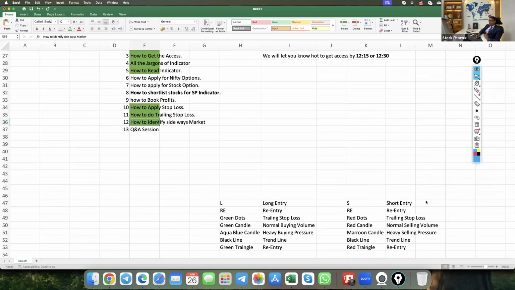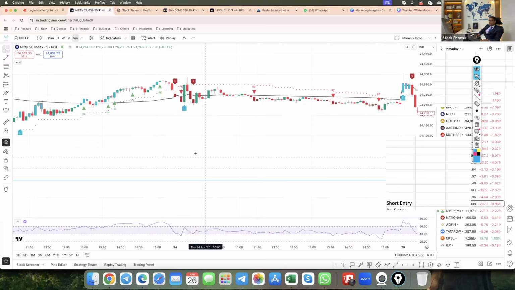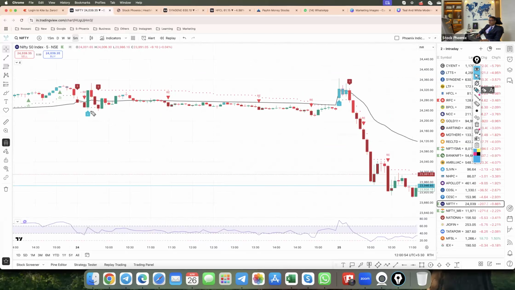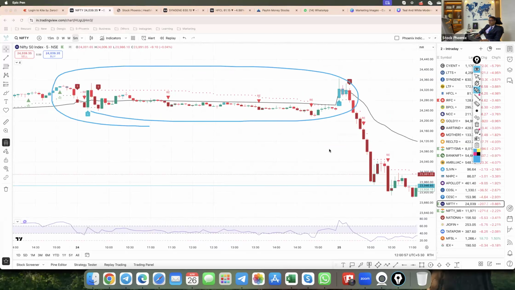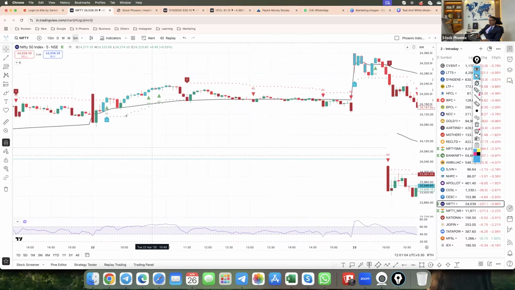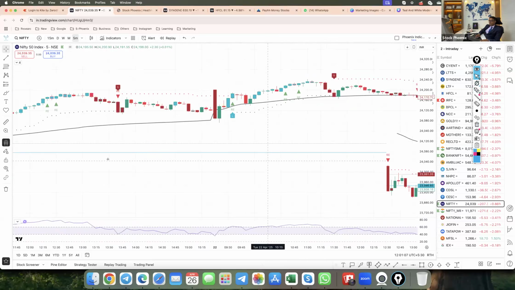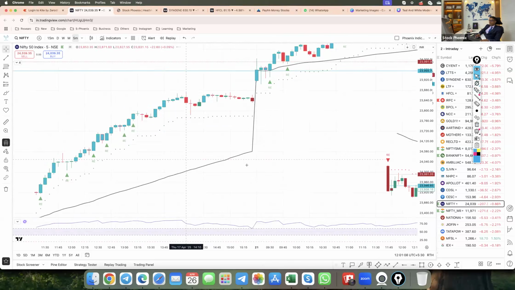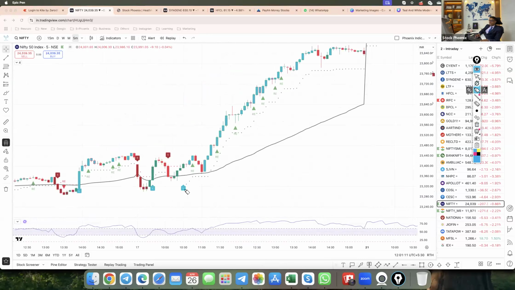Let's come back. Now, how to find a sideways market? Most of the time, the market will be sideways like this, where signals will keep on coming in, premium will keep on going down, and no profit would be booked. One more sideways market. And in a trending market, we got an entry, aqua blue candle, and we got major profits.